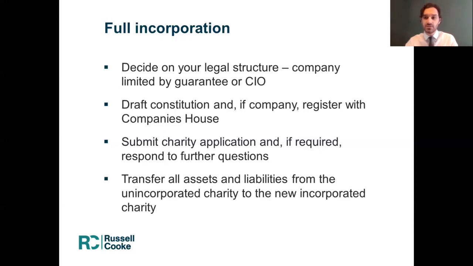The Charity Commission does ask quite a few questions, and they do consider these applications carefully. So even though you're incorporating an existing charity, you do need to provide full information to the Commission, and it may take a while to get a response. Sometimes they respond pretty quickly within a couple of weeks, but their standard response time is 40 working days. So you need to factor that into your timeline. The final step is then to transfer all assets and liabilities from your unincorporated charity to your newly registered incorporated charity.